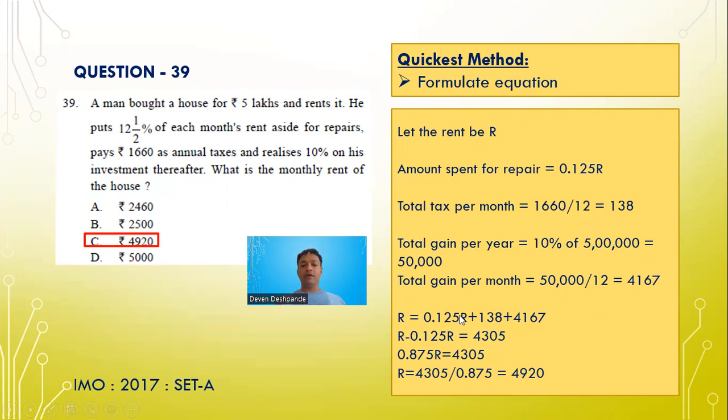So when 0.125 R comes here, it will be minus. R minus 0.125 R is equal to 138 plus 4167. 138 plus 4167 is 4305. So 0.875 R is equal to 4305. R is equal to 4305 upon 0.875, which is 4920. Rent will be 4920. So 4920 is the correct answer.